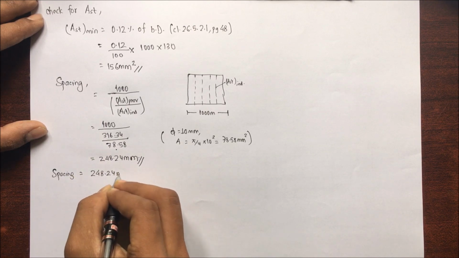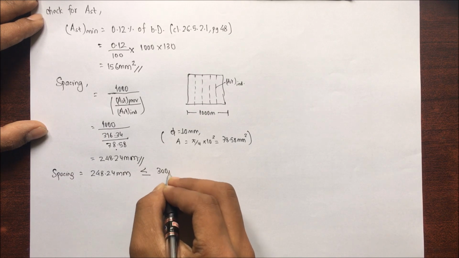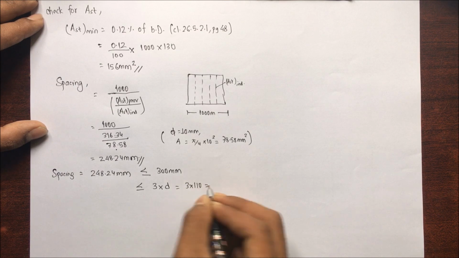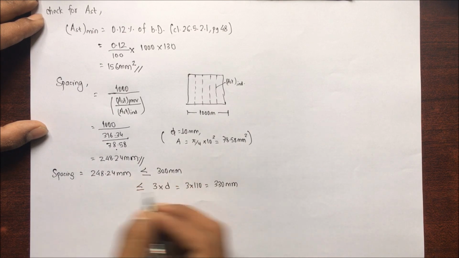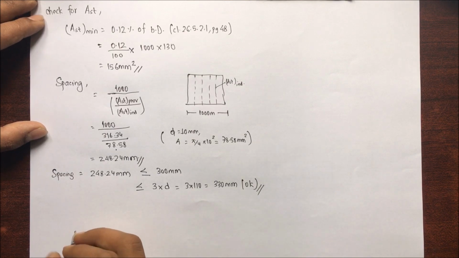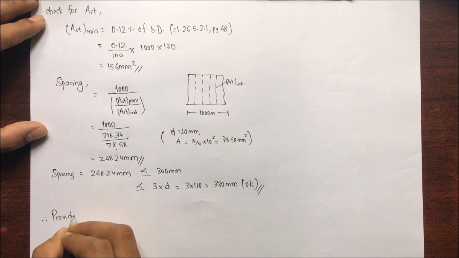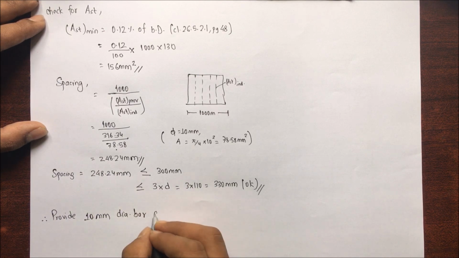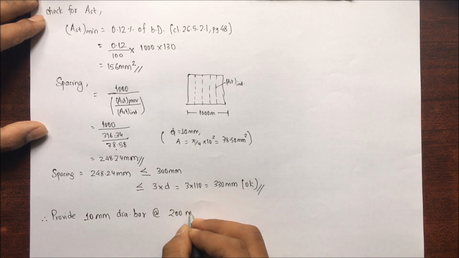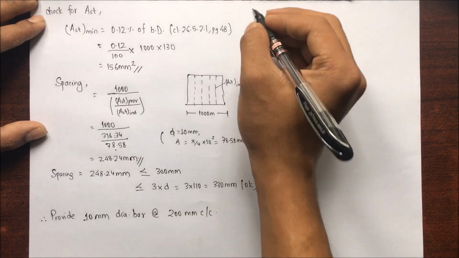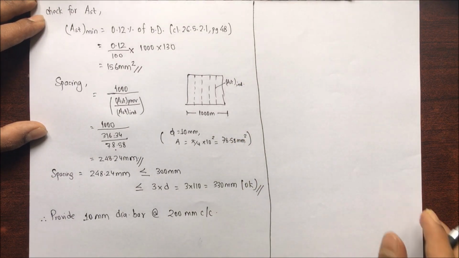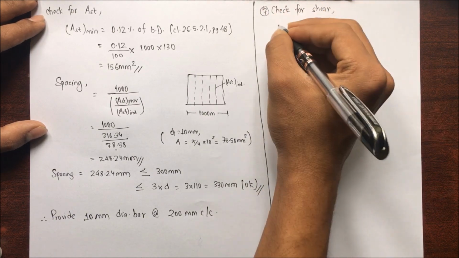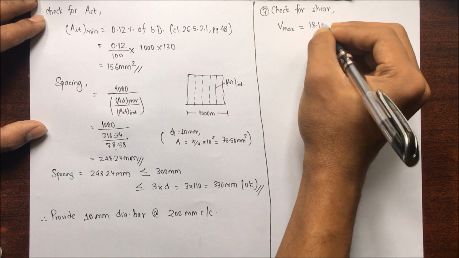Now let us check whether this is sufficient with the codal provision. The code says at most 300 mm or 3 into d, that is 3 into 110 effective depth, so this comes at 330 mm. The value of spacing is less than that of the codal provision, so this is okay. Now providing 10 mm dia bars at 200 mm. The lesser the spacing, the stronger the structure, but make sure it is not much closer, because the workability for the labor becomes difficult.